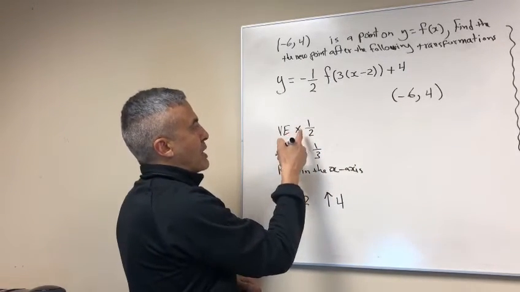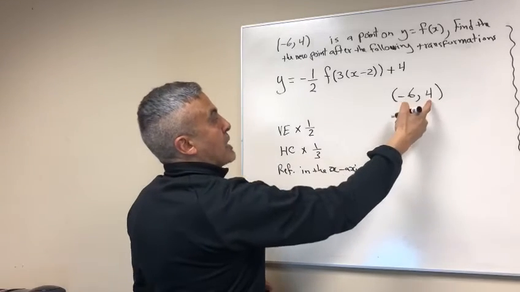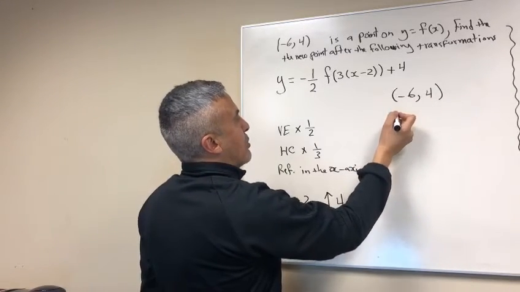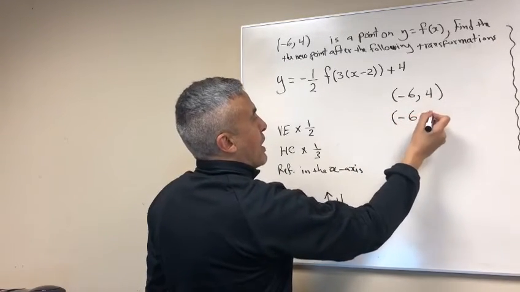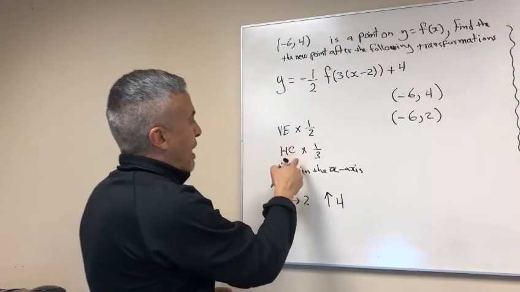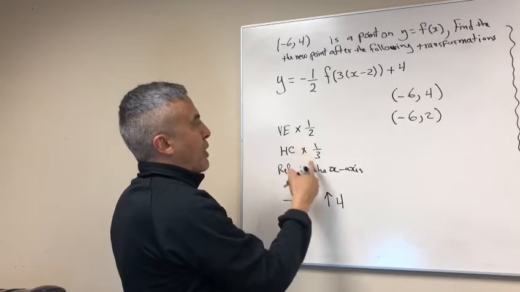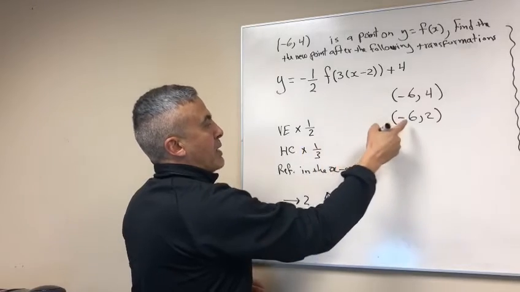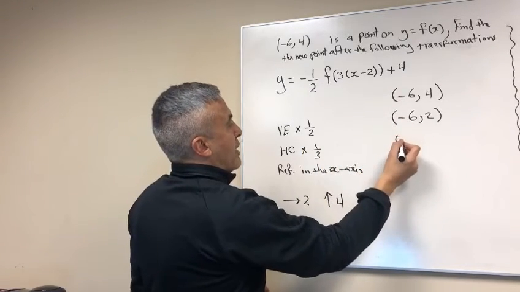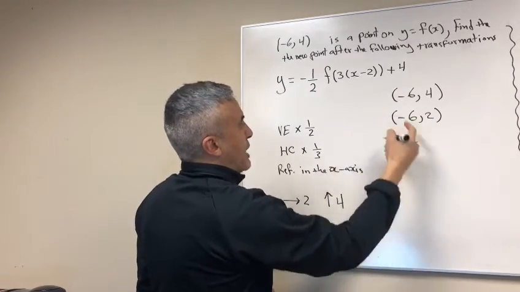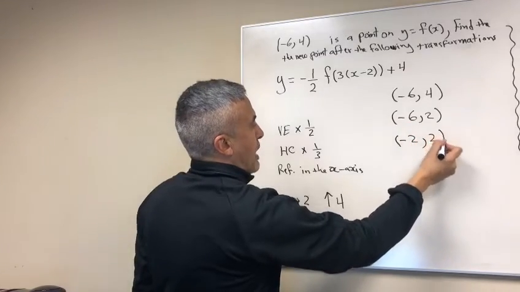So now what I'm going to do is start applying what I have to this point here. So I have a vertical expansion by 1/2. That means I multiply the y value by 1/2, so it becomes -6 and 2. Now I have horizontal compression by 1/3. That you multiply the 1/3 into the x value, and you get -2. 1/3 times -6 gives you -2, and then you still have the 2 there.